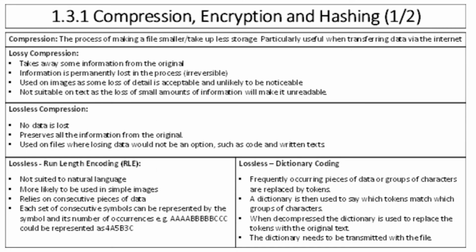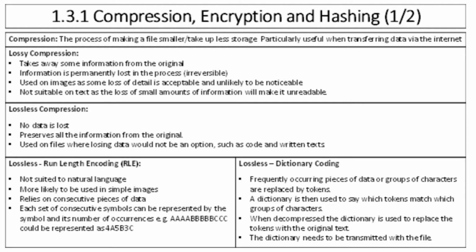Hello there. Today we'll be looking at 1.3.1, compression, encryption and hashing, from computer science. Compression is the process of making files smaller, which is taking up less storage. It's particularly useful when transferring data via the internet.